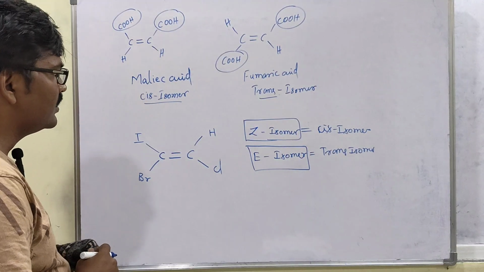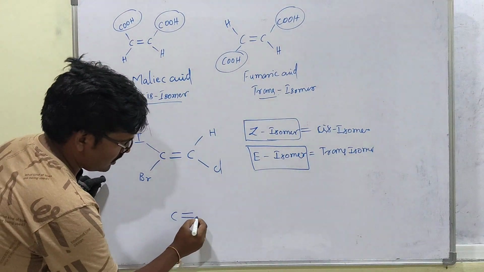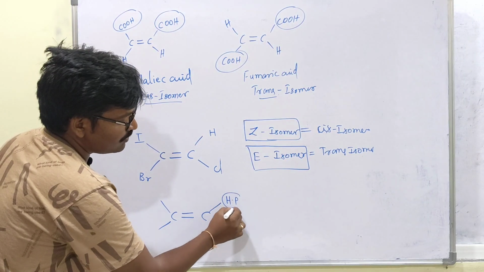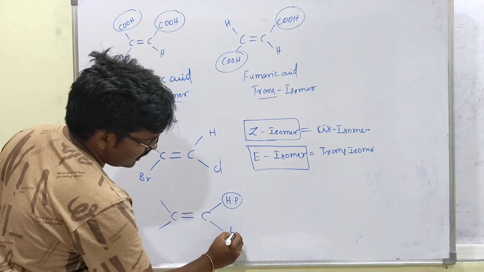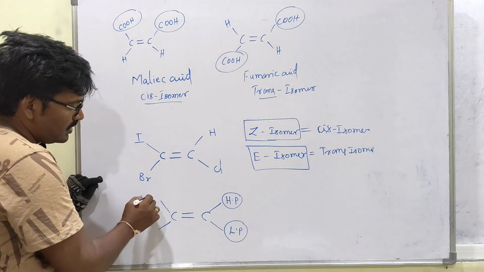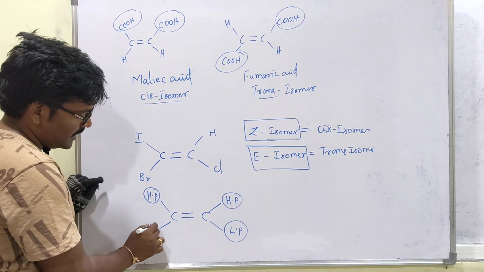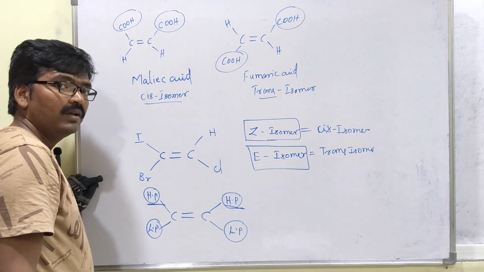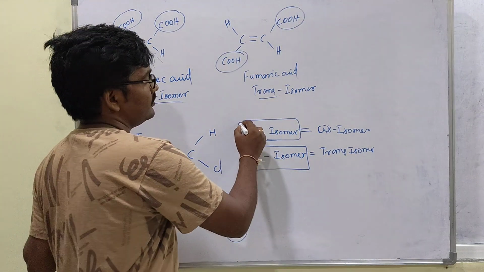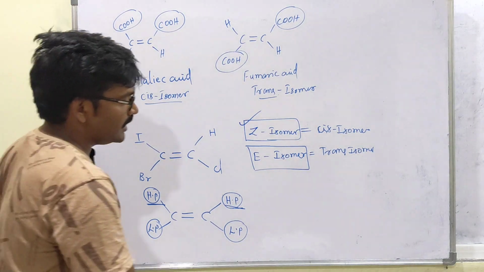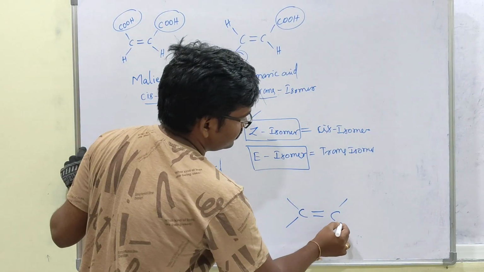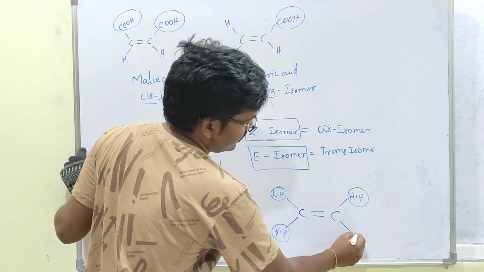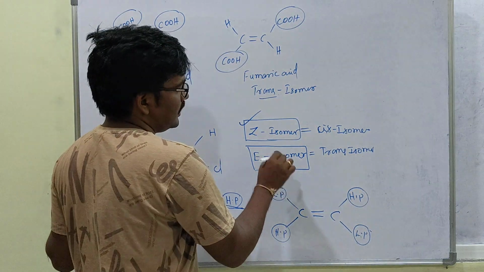What is the priority order? Sir, here in case of carbon double bond carbon, the higher priority atom or group of atoms and lower priority atom or group of atoms are attached like this. Once the higher priority groups are on the same side, then we call it cis, nothing but the Z isomer. Sir, in case the higher priority groups are on opposite sides, higher priority then lower priority, lower priority then higher priority, like this, then we call it the E isomer.